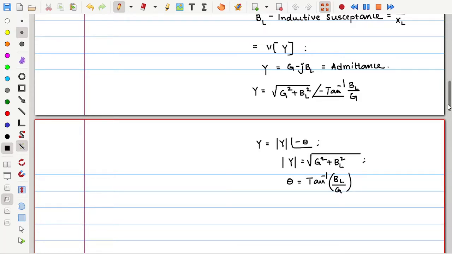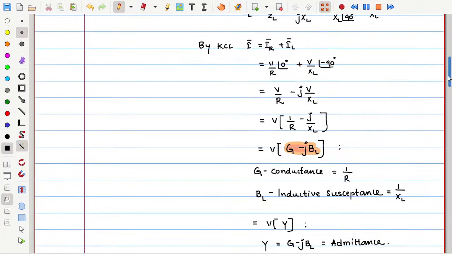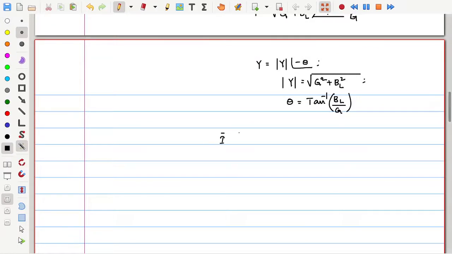Clear? So now let me substitute here. What I had written initially is the total current I. Let me take one more step. The total current I is equal to V into Y. Y can be written as mod Y at an angle of minus theta. Now I'll do one more thing: V can be written directly as V bar into Y.